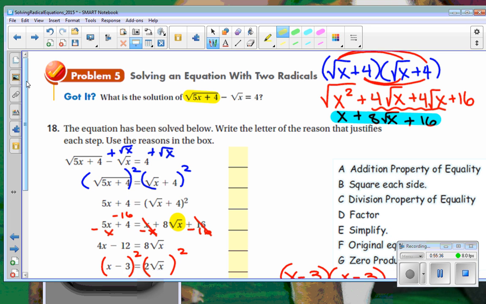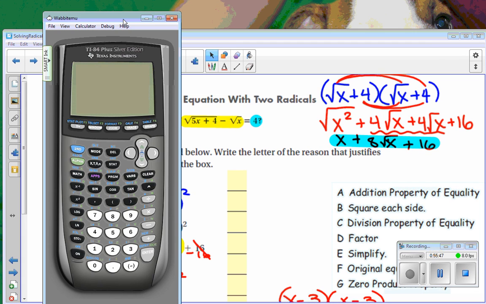So let's look at the original problem. You only get one of these on a test, just one. That's all you would get. This problem only took 25. I know, it's a big one. So let's go ahead and plug it into the calculator.